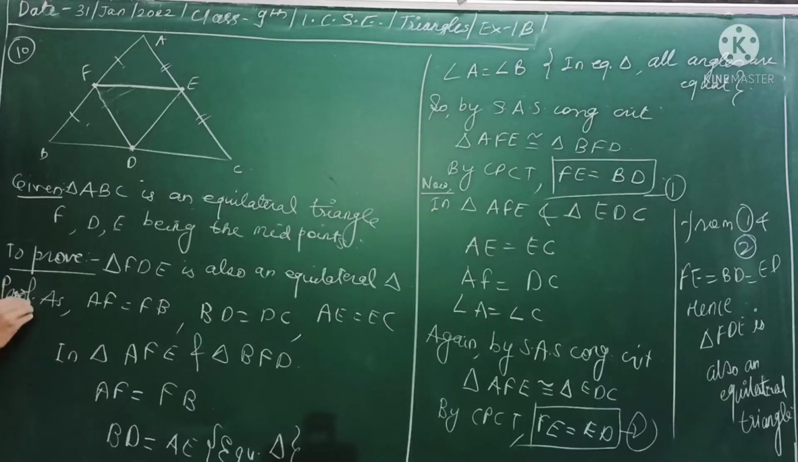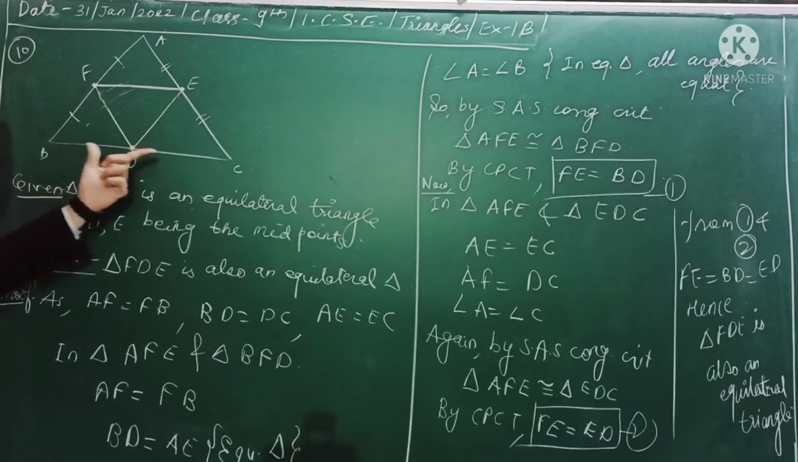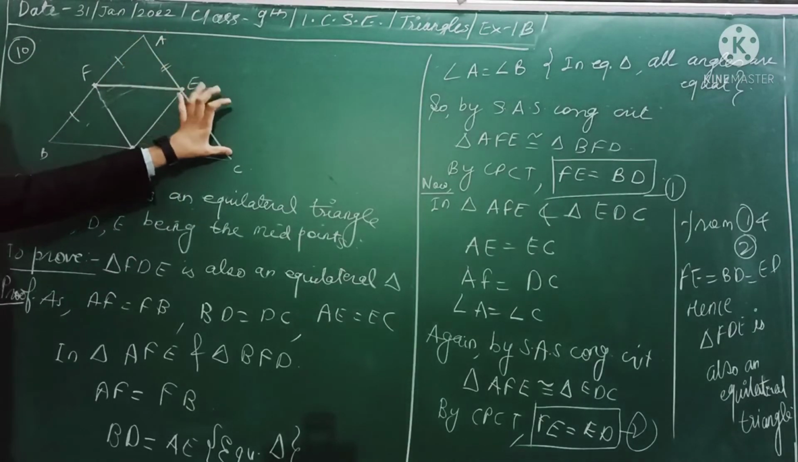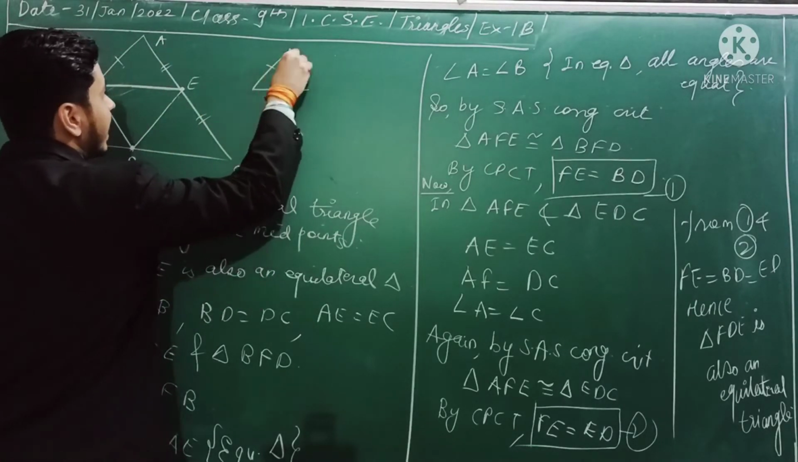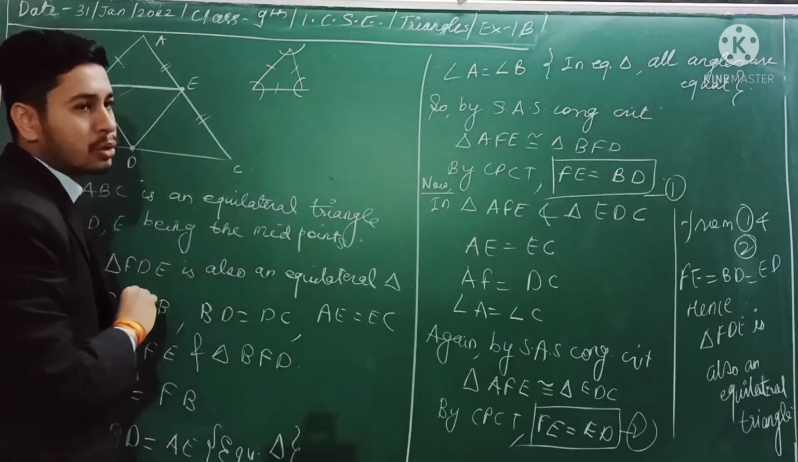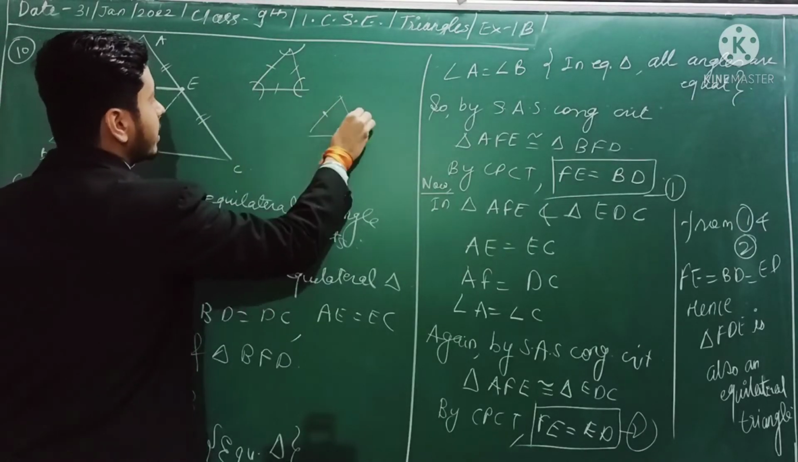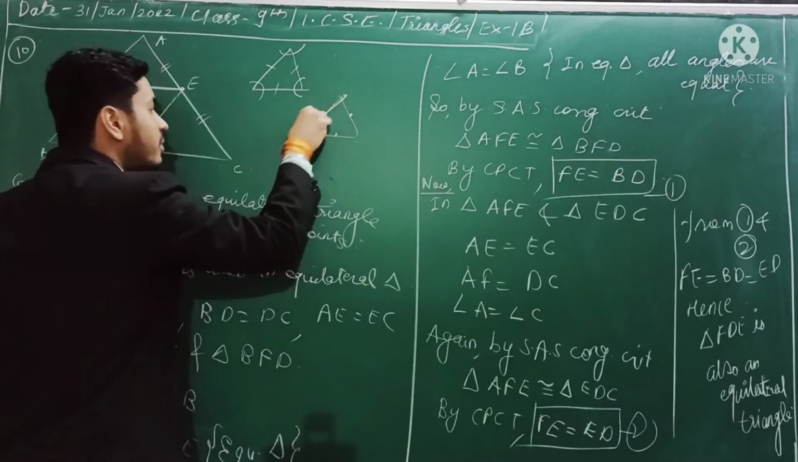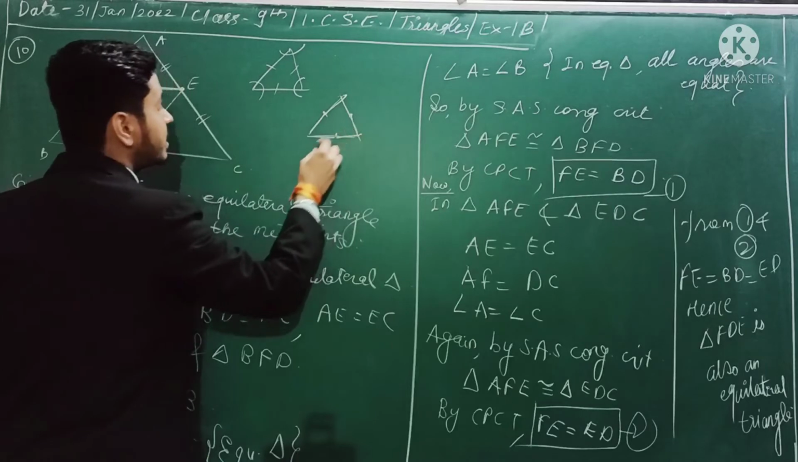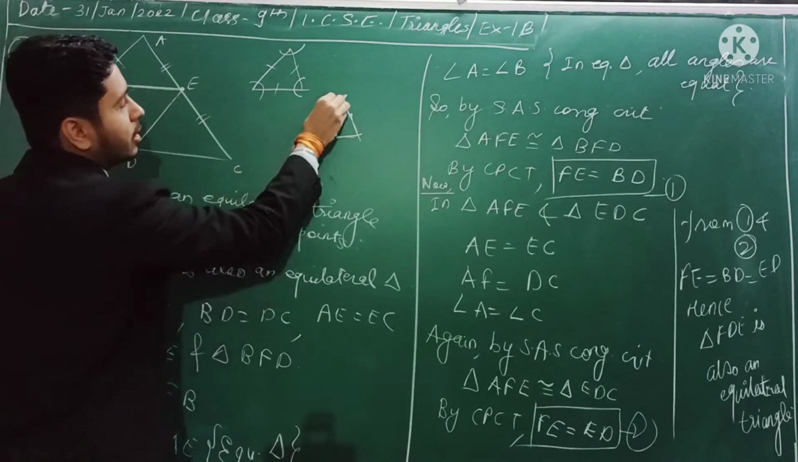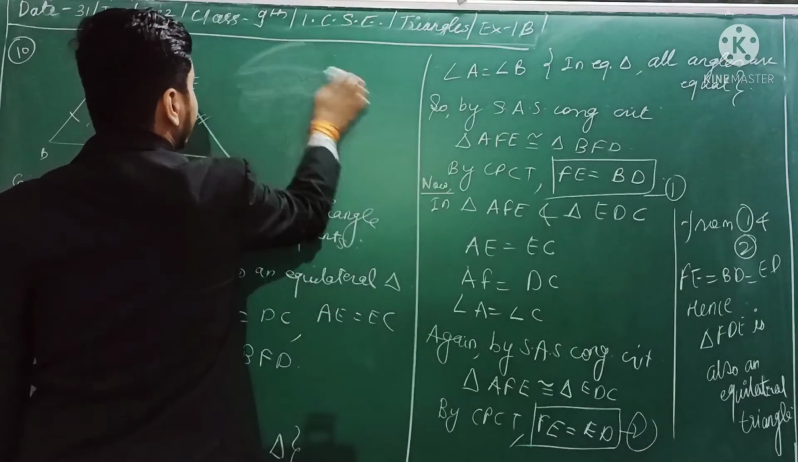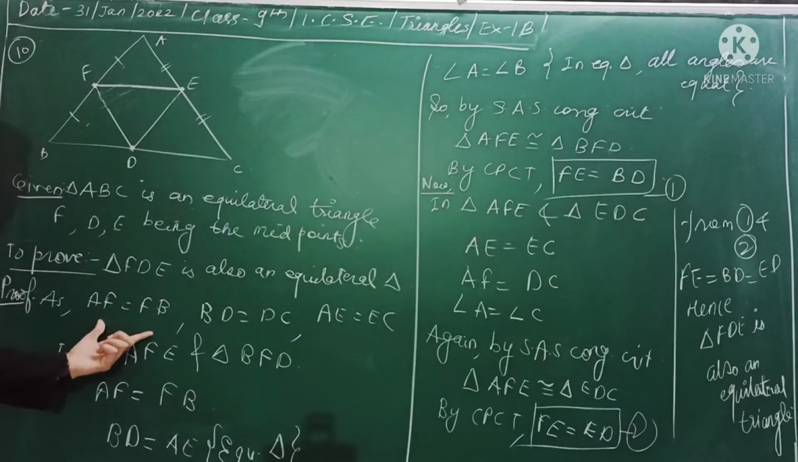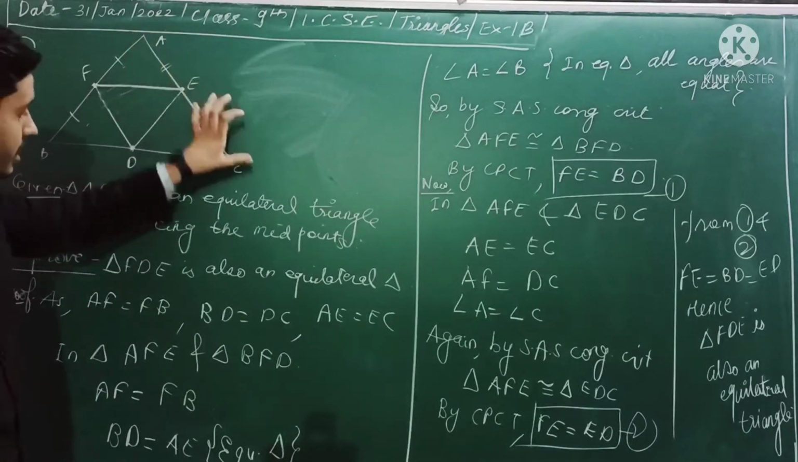Okay, so as AF is equal to FB, BD will be equal to DC, and AE will be equal to EC. Why? Because this is an equilateral triangle, and we know that all the three sides are equal as well as the angles are also equal. If you take a midpoint, this side will also be equal to this side, and this side will also be equal to this side, because all of them are equal. So as AF is equal to FB, BD is equal to DC, and AE is equal to EC, this we wrote.